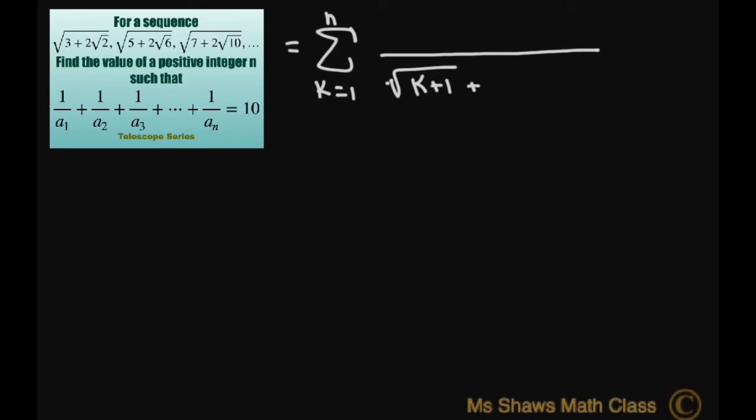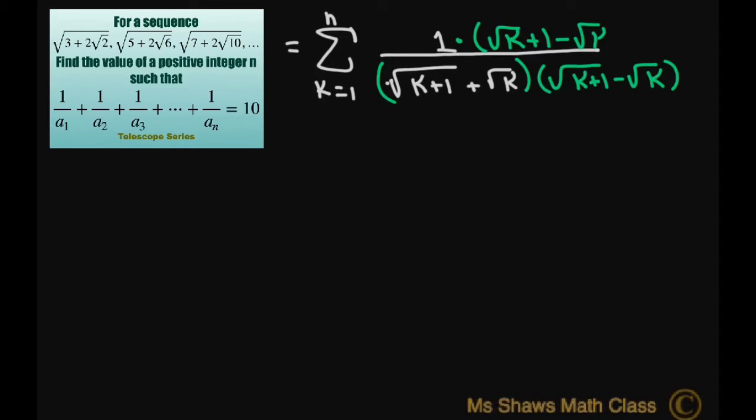So we have the sum of k equals 1 to n, and in the denominator we have the square root of k plus 1 plus the square root of k. In the numerator we have 1. And I'm going to multiply this by the conjugate. The conjugate is the square root of k plus 1 minus the square root of k. So I have to also multiply the numerator by this: the square root of k plus 1 minus the square root of k.